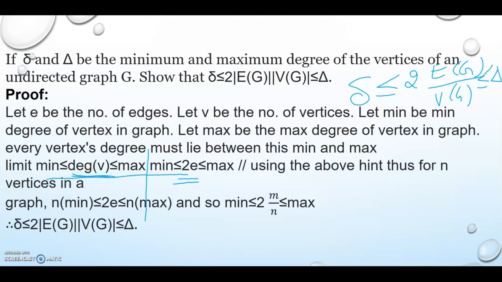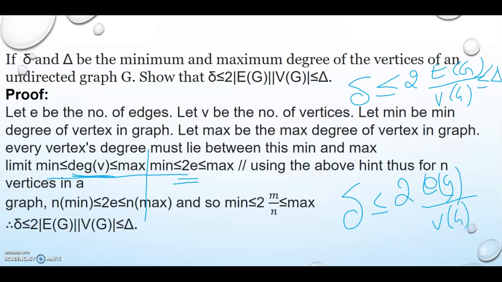So for all n vertices in a graph, I write n times minimum less than or equal to 2E less than or equal to n times maximum. Dividing by n throughout, we write minimum less than or equal to 2E by n less than or equal to maximum. So del is less than or equal to twice E(G) divided by V(G).